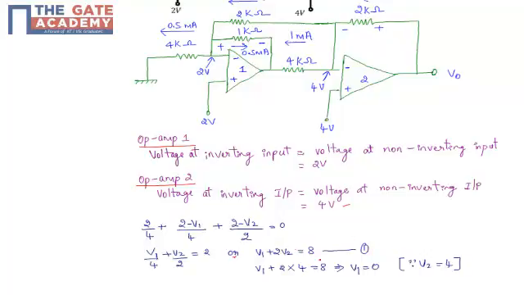Now substitute the value for V2. V2 is 4 volts. We substitute it in equation 1, hence the equation will be V1 plus 2 into 4 is equal to 8. So the V1 value is 0. The output of op amp 1, that is V1, is equal to 0.